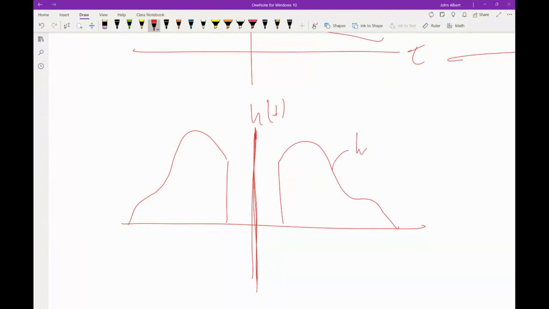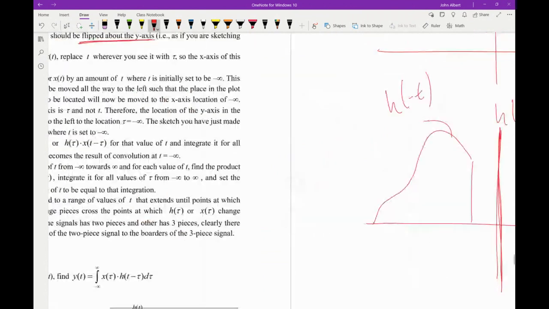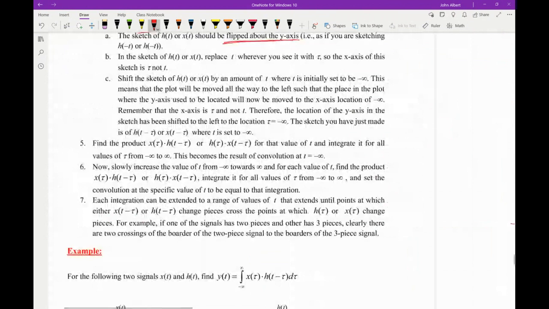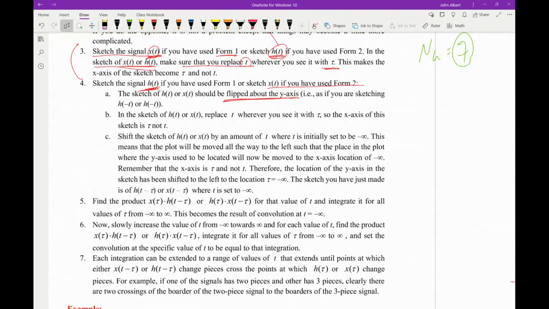Now, if this is h of t, clearly this thing is h of minus t. So I'll go and replace h of t here with h of minus t. I don't need h of t, by the way. So this is now h of minus t. This is minus t. We're still in the same step, where we have just flipped x or h, depending on which one we're sketching, around the y-axis.